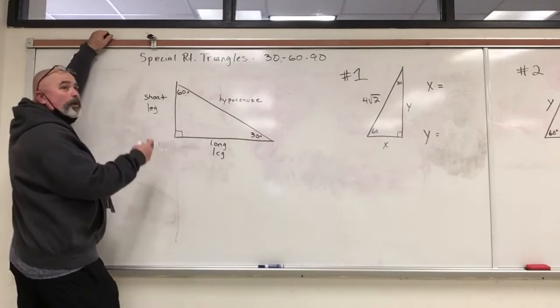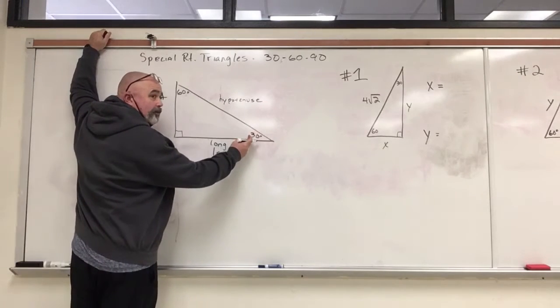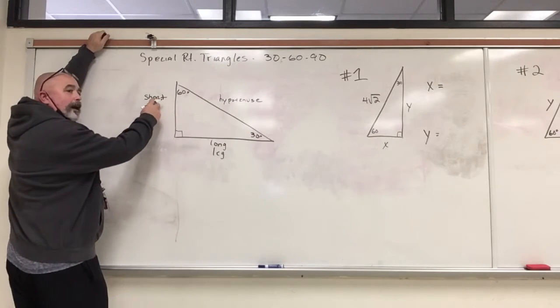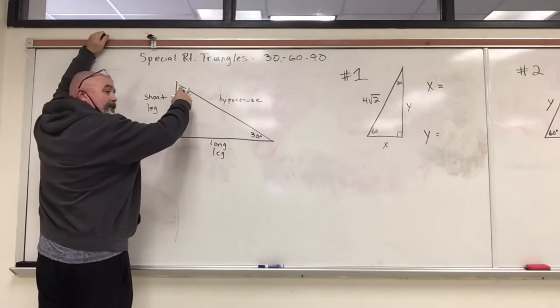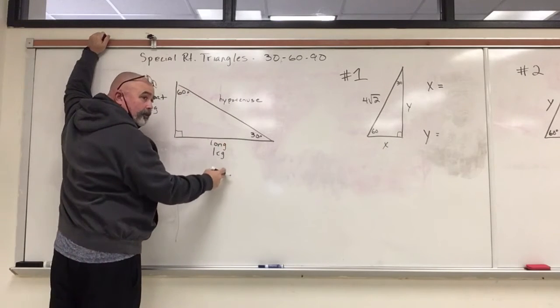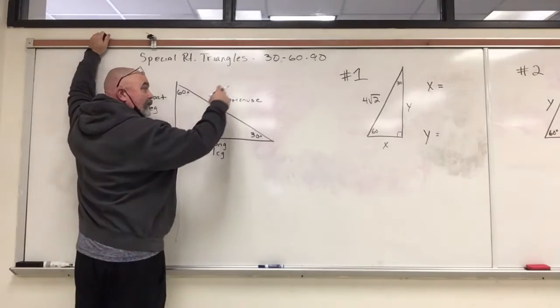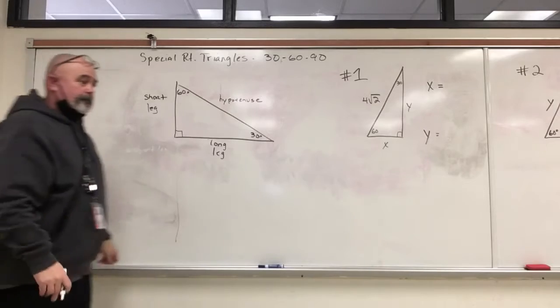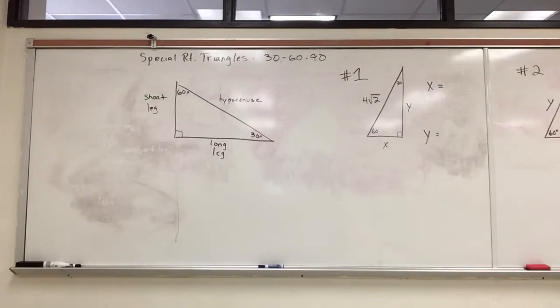The short leg will always be opposite the smallest angle. So there's the 30-degree angle. The side opposite is going to be the short leg. The side opposite the 60-degree angle is going to be the long leg. And the side opposite the 90-degree angle is always the hypotenuse. Okay? All right, everybody got that? Yep. Now there's some characteristics about this that you need to know.